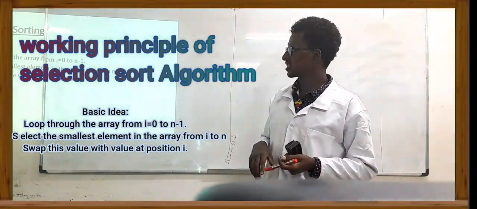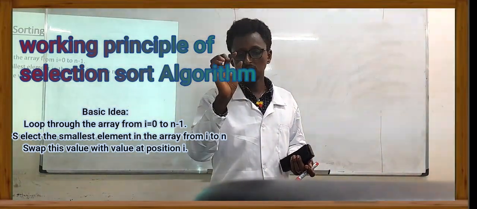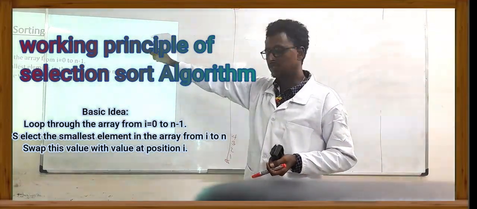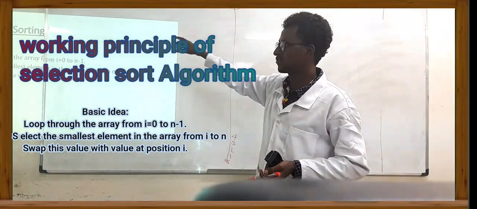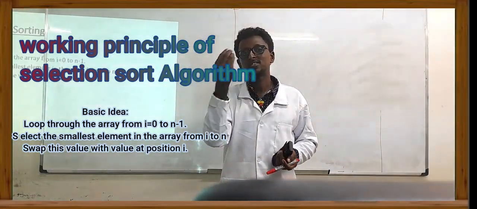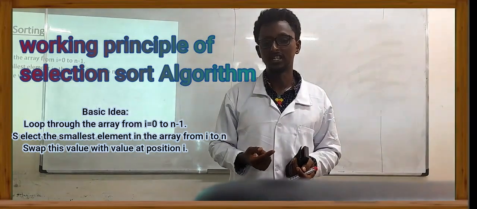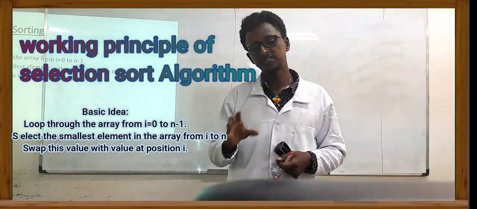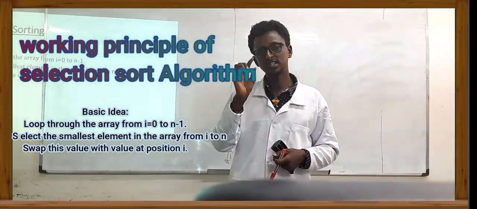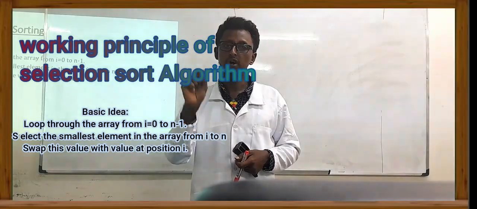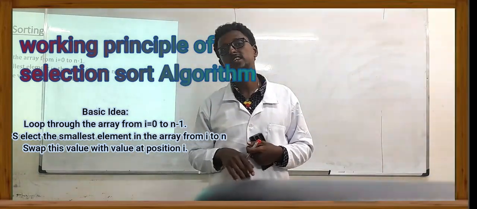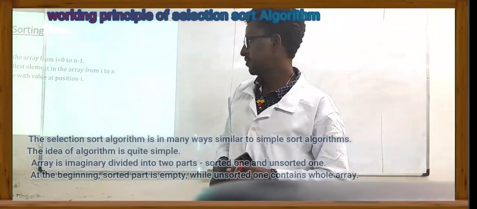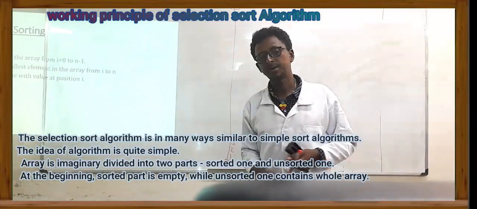The second idea is to select the smallest element from the list from the first index up to the last index of the array. First select the smallest item from the list. And the third is to swap this smallest value from the position where it was found to the first index of your array. This is how the selection sort algorithm is basically designed and how we implement it.